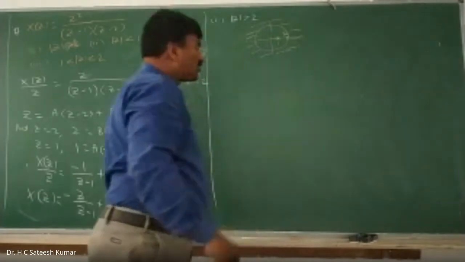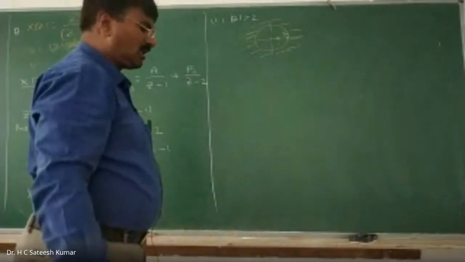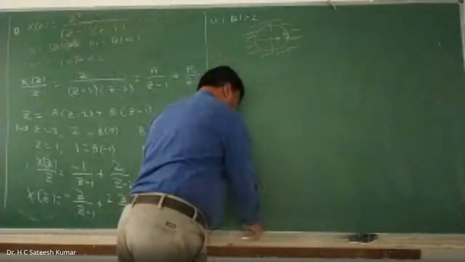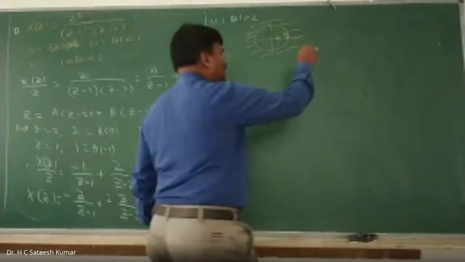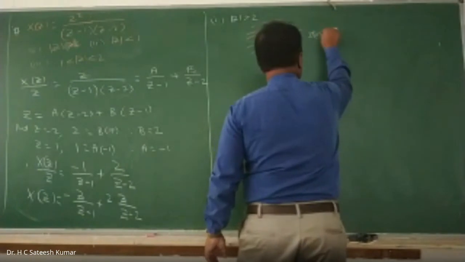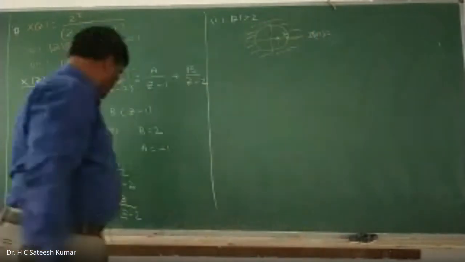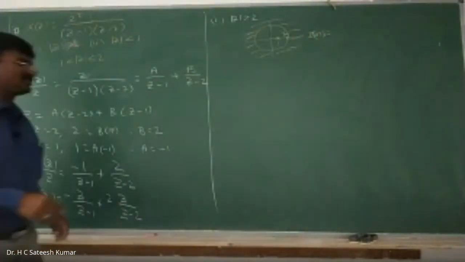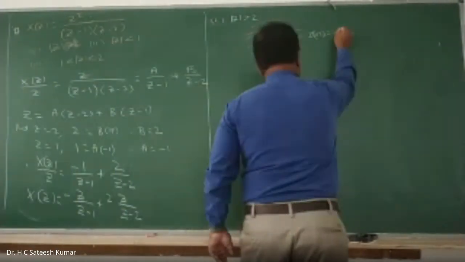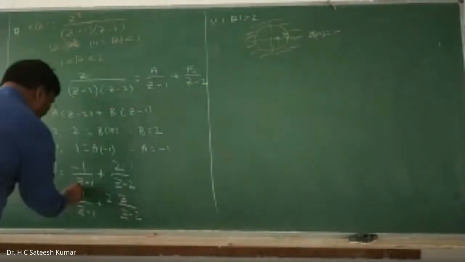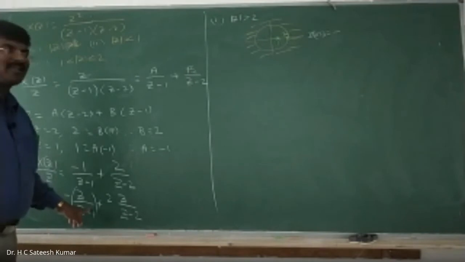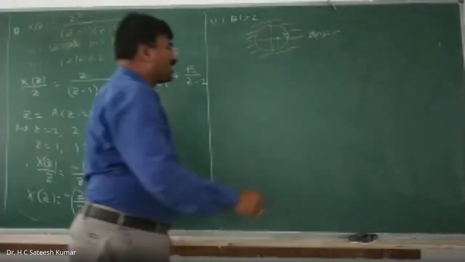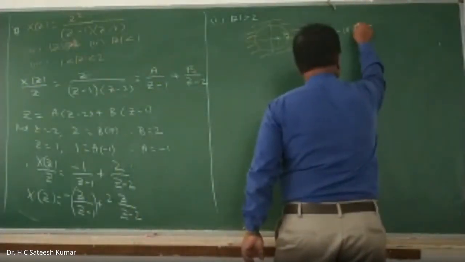Now you apply the rule. What does it say? If the pole radius is less than the ROC, it leads to a right-handed sequence. Use the table and write the inverse transform. What is this one? Minus, you keep it as it is. That is not a standard form. The standard form is Z divided by Z minus 1, and with the pole radius less than the ROC, it leads to a right-handed sequence. Therefore, you will get minus u(n) from the table.